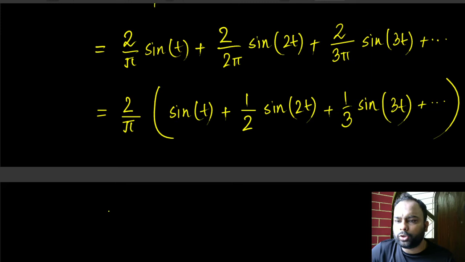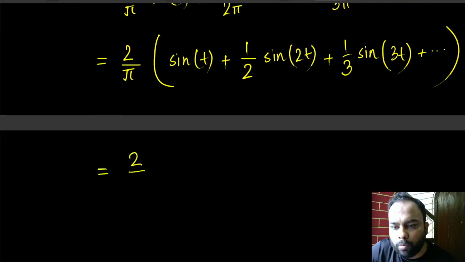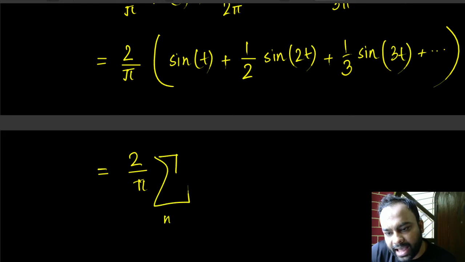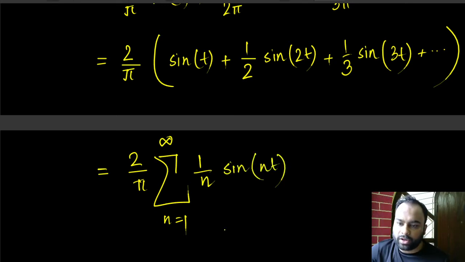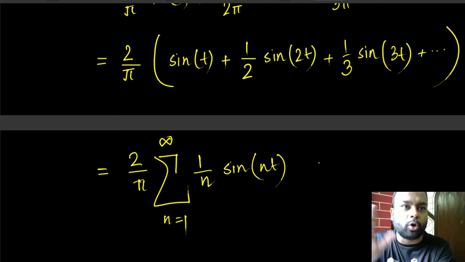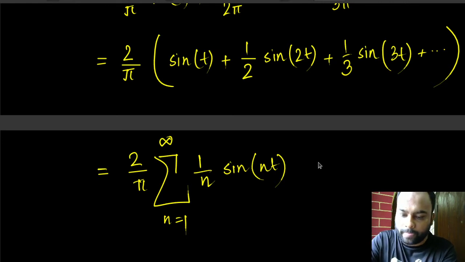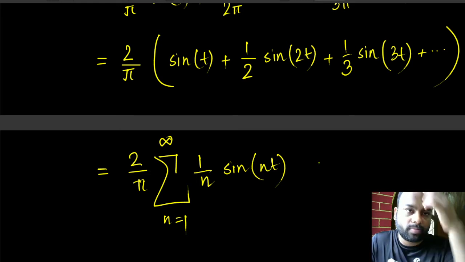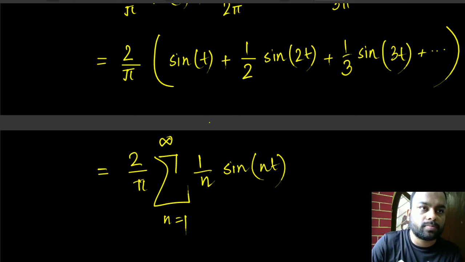Again, for those who are mathematically inclined, this can be written simply as 2 by pi, then in a summation form as n equal to 1 to infinity, 1 by n sine nt. Because put n equal to 1, we have sine t, then put n equal to 2, we have 1 by 2 sine 2t and so on. Let me show you programmatically. Let me make the program right now.